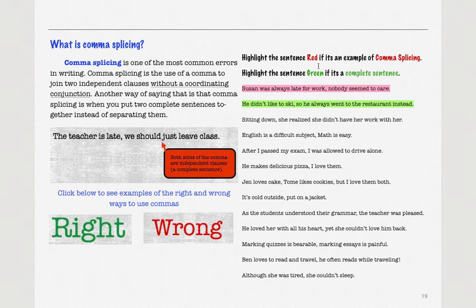So here's where I started getting used to the tool and being able to embed assignments in a little bit of a different way. And so I can come around and check. They're supposed to highlight the sentence in red if it's an example of comma splicing, and highlight in green if it's a complete sentence and punctuated well.